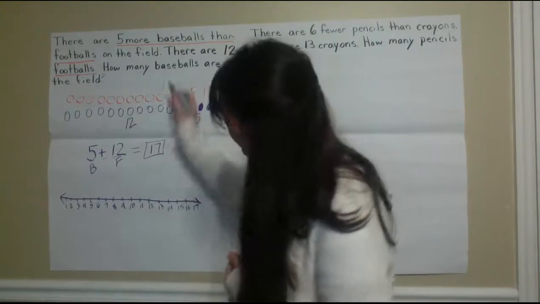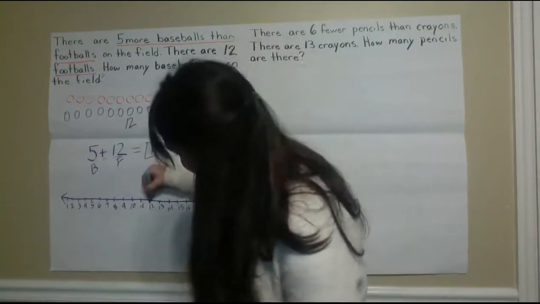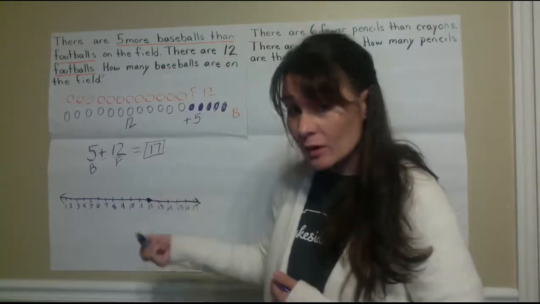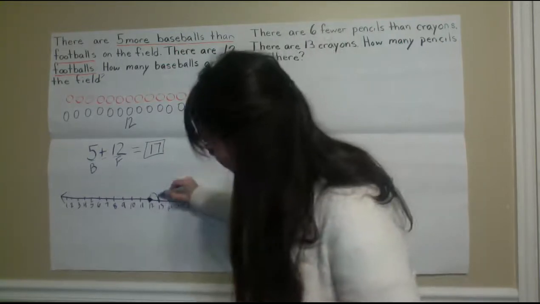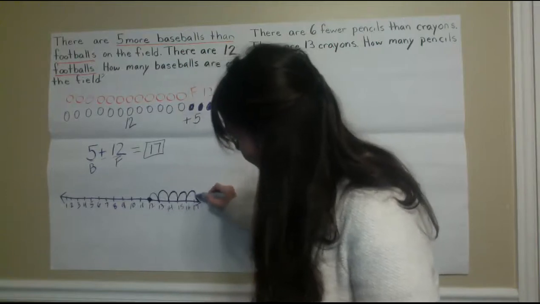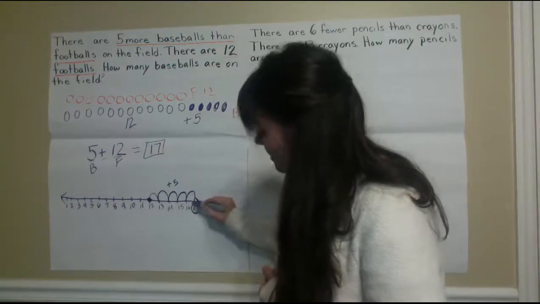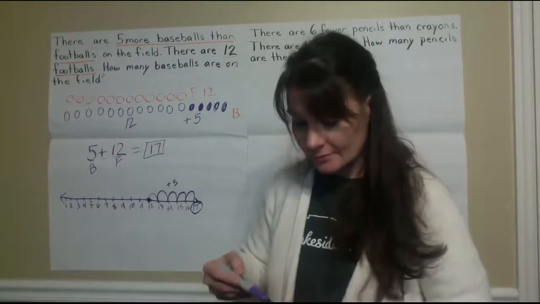And I know that if there's 12 baseballs or footballs, and I know that baseballs have 5 more, I could hop 1, 2, 3, 4, 5, and that would give me my 17.